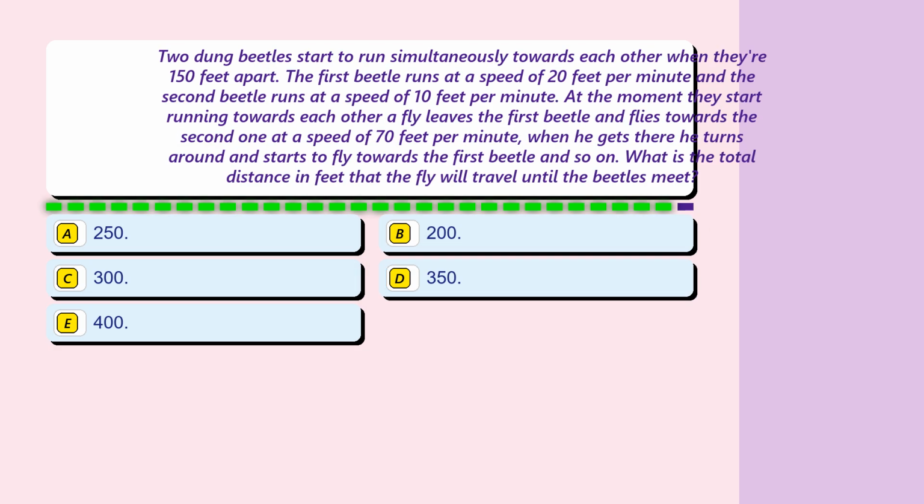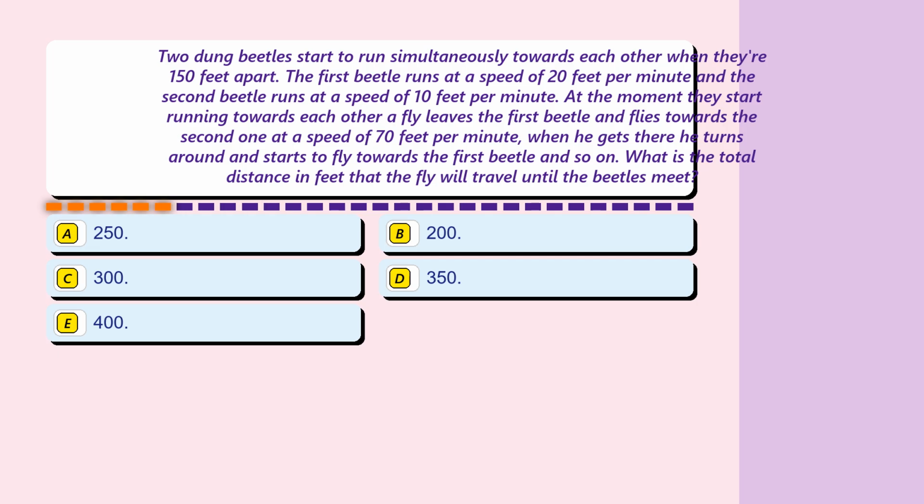Question 9. Two dung beetles start to run simultaneously towards each other when they're 150 feet apart. The first beetle runs at a speed of 20 feet per minute and the second beetle runs at a speed of 10 feet per minute. At the moment they start running towards each other, a fly leaves the first beetle and flies towards the second one at a speed of 70 feet per minute. When he gets there, he turns around and starts to fly towards the first beetle, and so on. What is the total distance in feet that the fly will travel until the beetles meet?